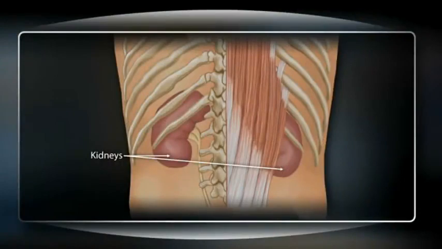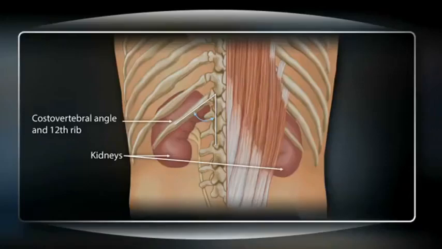The right kidney is slightly lower than the left. To assess for kidney tenderness, locate the costovertebral angles. They are posterior to and below the 12th ribs lateral to the vertebrae.